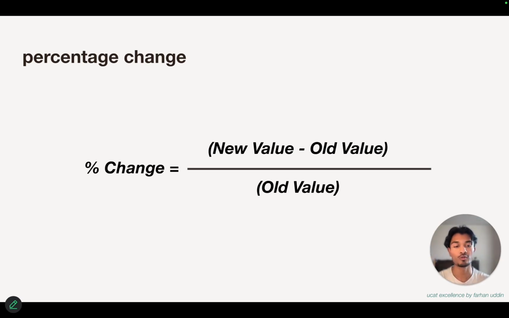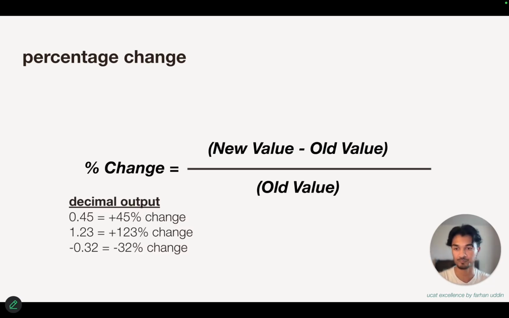Now, another thing to note though is what sort of output are you getting from the calculator? You end up getting a decimal output, but you need to know how to interpret it. For example, if you end up getting an answer of 0.45, what your calculator is actually trying to tell you is that there was a positive 45% change. If you end up getting 1.23, you end up getting 123% change. You can also get a negative output here as well. If you get a negative 0.32, that means you have a minus 32% change.